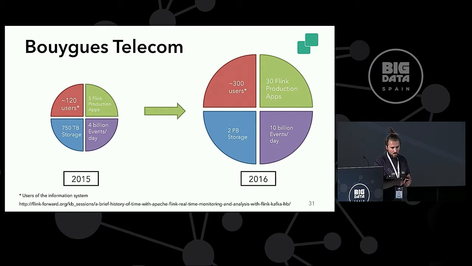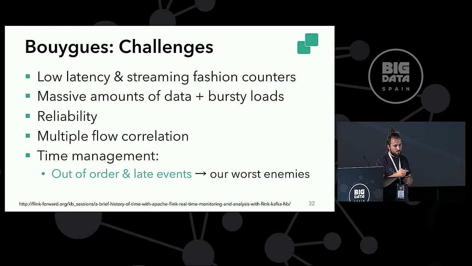And then in 2016, they had hugely increased numbers. So now they have 30 Flink production apps, and they now produce 10 billion events per day. And the challenges for them are what you might already expect. They, of course, need low latency stream processing because they need to react in real time to problems occurring. They have, similar to the King use case, massive amounts of data, and the problem with this is that the data is bursty.